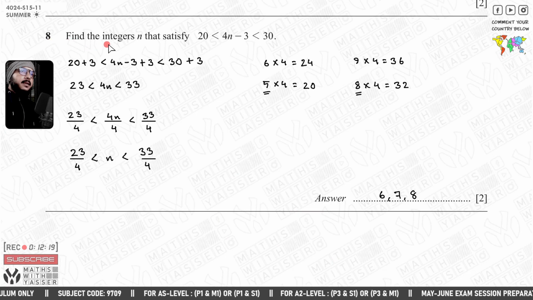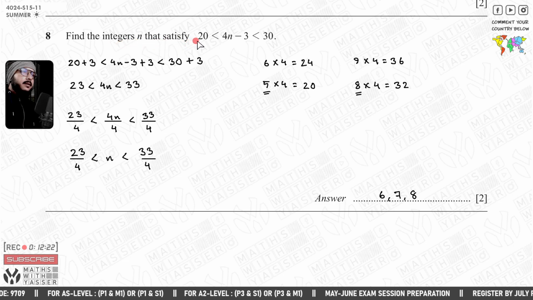Question number 8. Find the integers n that satisfy 4n minus 3 lies between 20 and 30. So let's simplify this first. Let's make n in the middle. So in order to get rid of negative 3, we need to add positive 3. That means we need to add 3 on both sides as well. That makes it 23 less than or equal to 4n less than 33. Then to get rid of the 4, we need to divide all of them by 4. Then we end up getting 23 over 4 less than or equal to n less than 33 over 4.